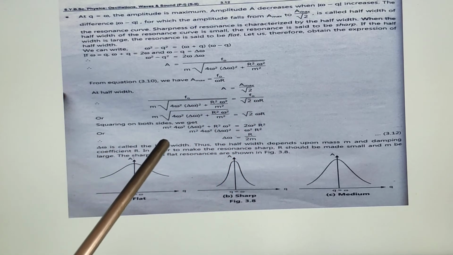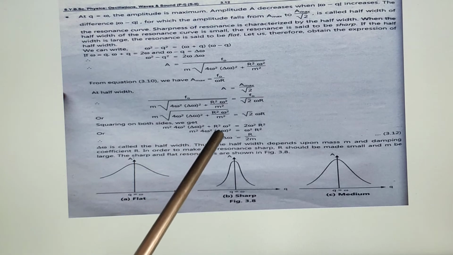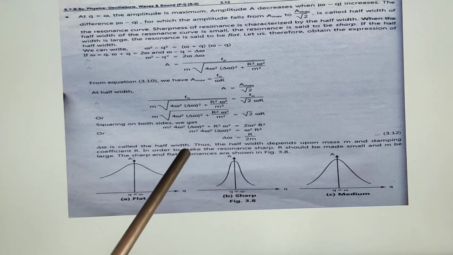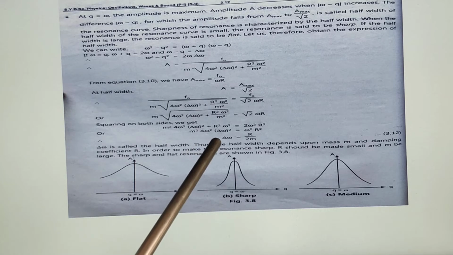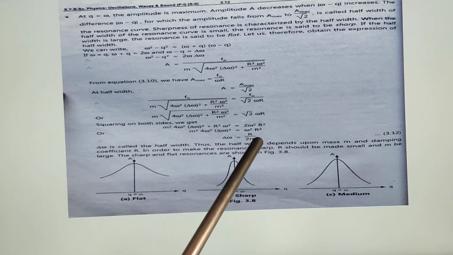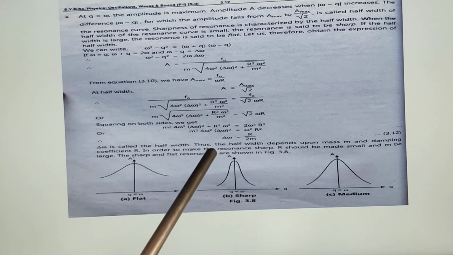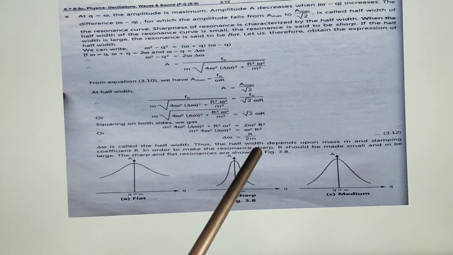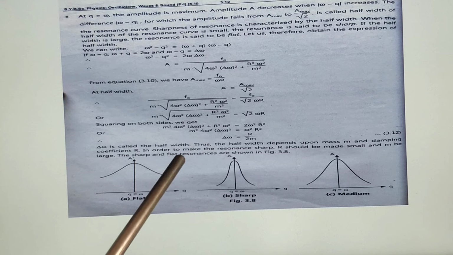Now squaring on both sides, we write M square, 4 omega square delta omega square plus R square omega square, equal to twice omega square R square. From that we write M square 4 omega square delta omega square equal to omega square R square. Okay, so R square omega square on both sides gets cancelled, and lastly we write delta omega equal to R upon twice M. Okay, here delta omega is the half width.